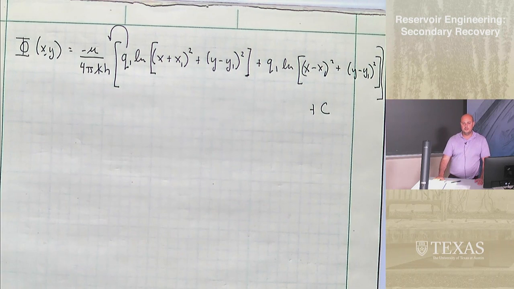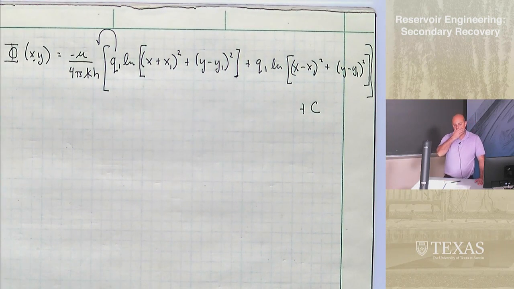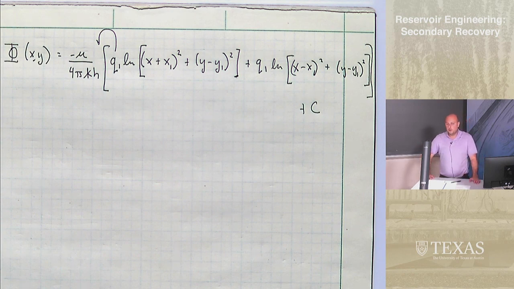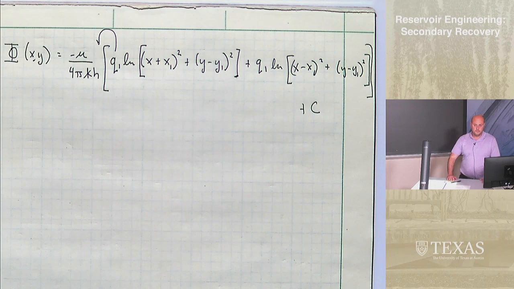But this would give us an idea of what our potential field is for one real well, but near a fault. But again, we're not really modeling the fault. We're tricking it into saying that there is a mirror image of that well on the other side of the fault that interferes with our original well. And that's the solution we get.